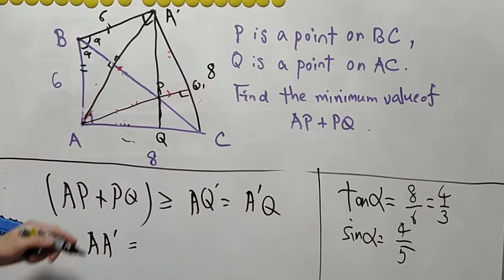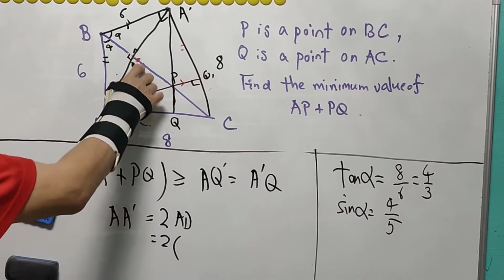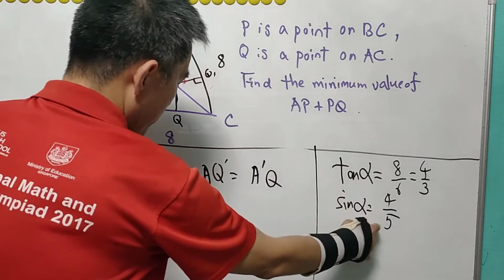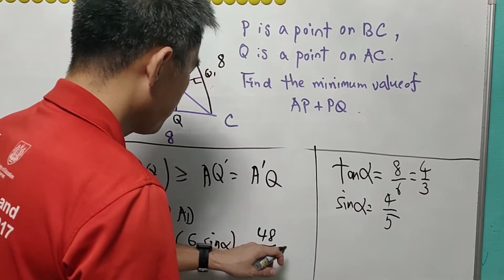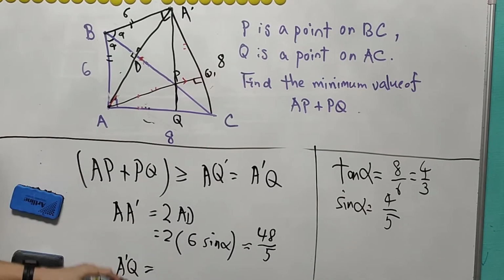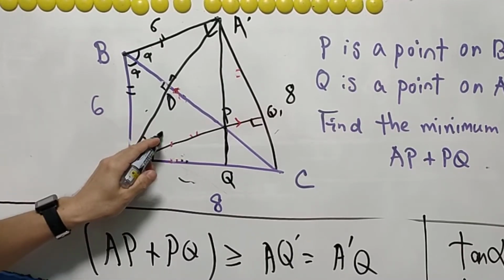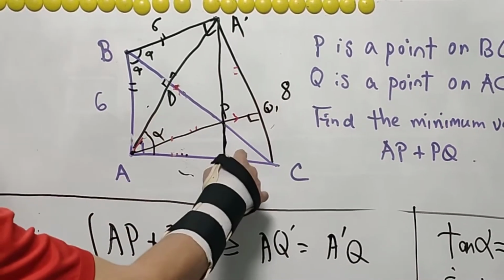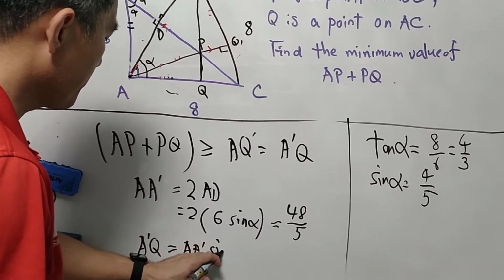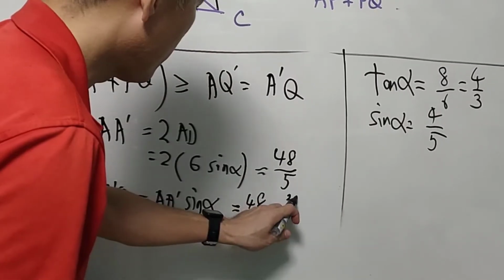So AA prime will be equal to double of AD. AD itself equals 6 sine alpha, and the sine alpha is 4 over 5, so 48 over 5. We need to find out what is A prime Q. In order to get A prime Q, we look at this again. This is alpha, 90 degree, and therefore this is alpha again. A prime Q will equal AA prime sine alpha again. So this will equal 48 over 5 times 4 over 5.